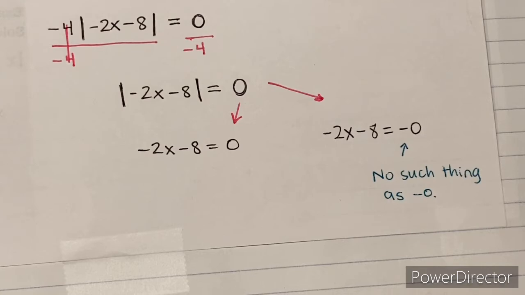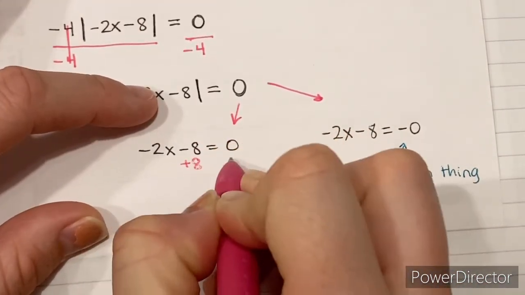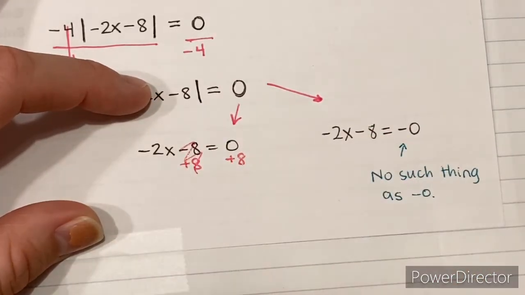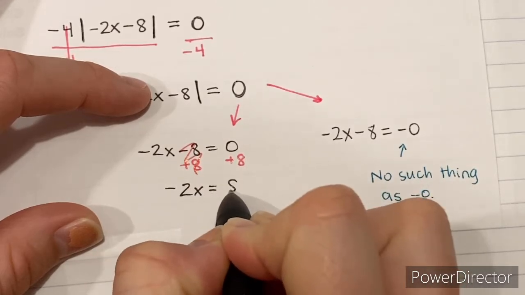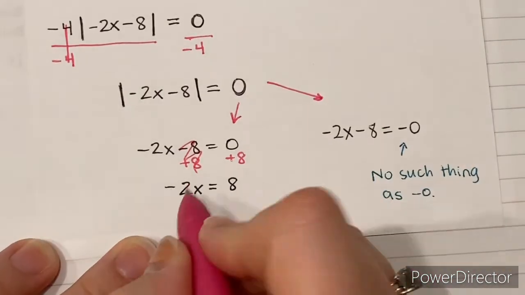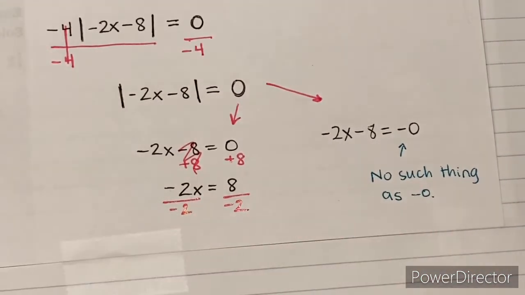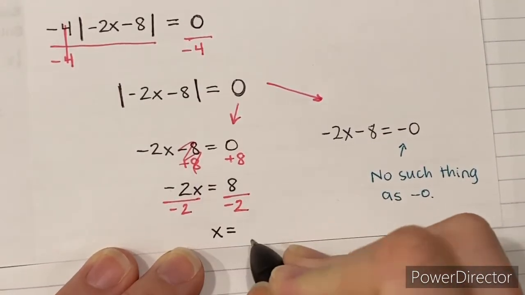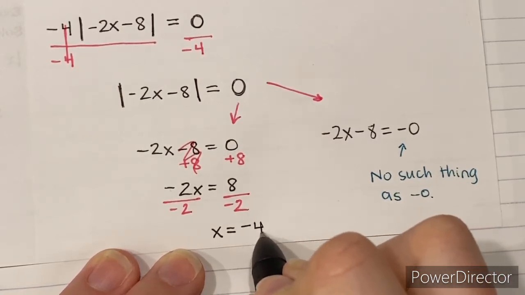So let's go ahead and solve it. I'm going to take this 8, and I'm going to add 8 to both sides. When I do that, these are going to go away. -2x equals 8. Then I just need to divide by that -2 to get rid of it. And so then I'm going to have x is equal to, my solution will be -4.